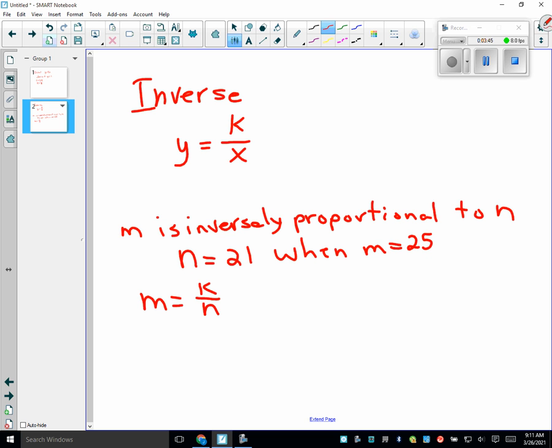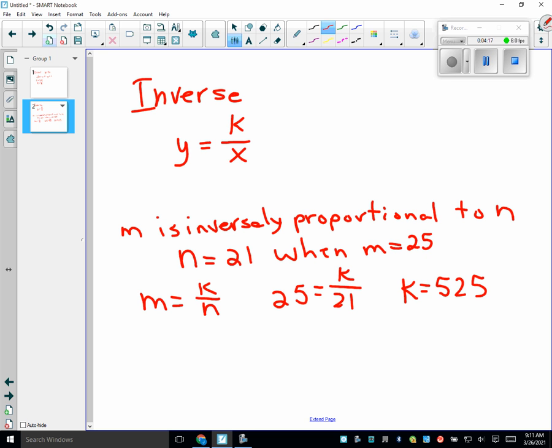So, doesn't this mean 25 equals k over 21? What is k? Whatever 21 is. 5.5. Thank you. I was doing it in my head, but I wasn't quite there. Oh yeah, I guess it's 25. Does that make sense? Yep.